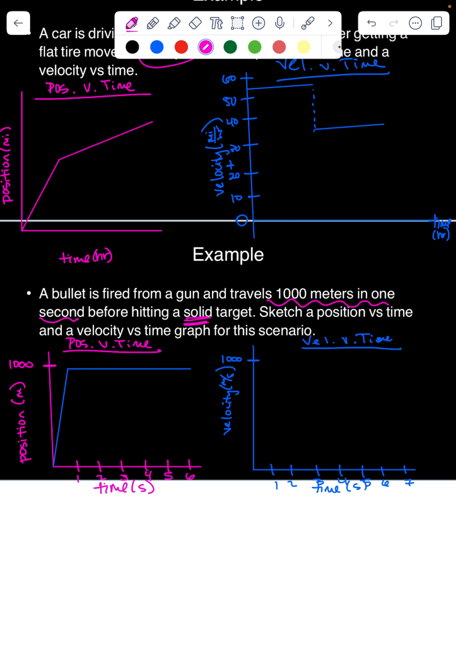So for that first second, it's going to have that straight horizontal line at 1,000 meters per second. For the rest of the time, after it stops, that horizontal line means that there's no slope, which means there is no velocity. The speed of an object at rest is 0. So the rest of our line is going to be a straight horizontal line at 0.